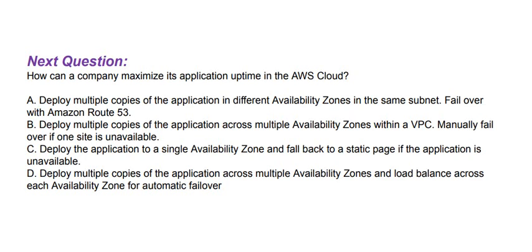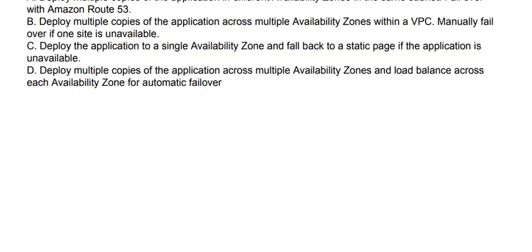Option C. Deploy the application to a single availability zone and fall back to a static page if the application is unavailable. And option D. Deploy multiple copies of the application across multiple availability zones and load balance across each availability zone for automatic failover. The correct answer is option D.